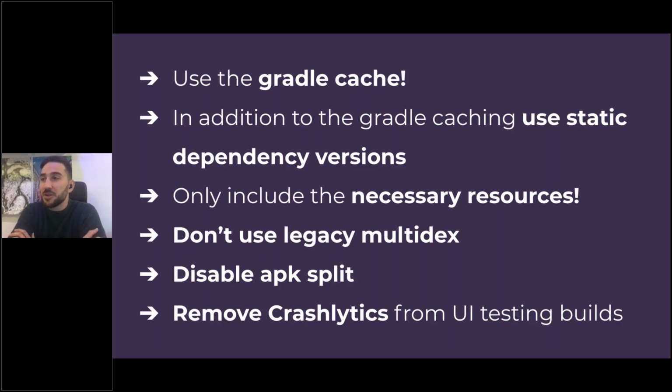The next suggestion is not to use legacy multidex. So when is legacy multidex used? Basically, if you are setting the min SDK version to 20 or lower, it would be using the legacy multidex. So you would be able to specify a different variant, let's say testing, and simply change the min SDK version there.